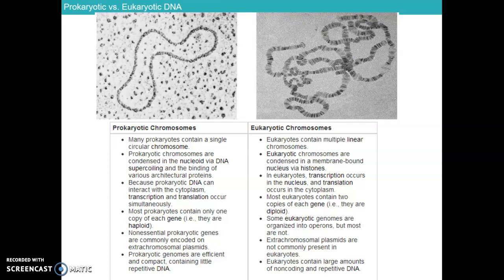And then this just shows you here's a prokaryotic chromosome. It's one circular chromosome. And here's a eukaryotic chromosome. They contain multiple linear chromosomes. Prokaryotes contain a single circular chromosome. And then there's a list of information that you can read on your own. So that's DNA, how DNA came to be understood as containing the genetic information of organisms, as well as the basic structure of DNA. Our next video is going to talk about how DNA actually replicates itself.